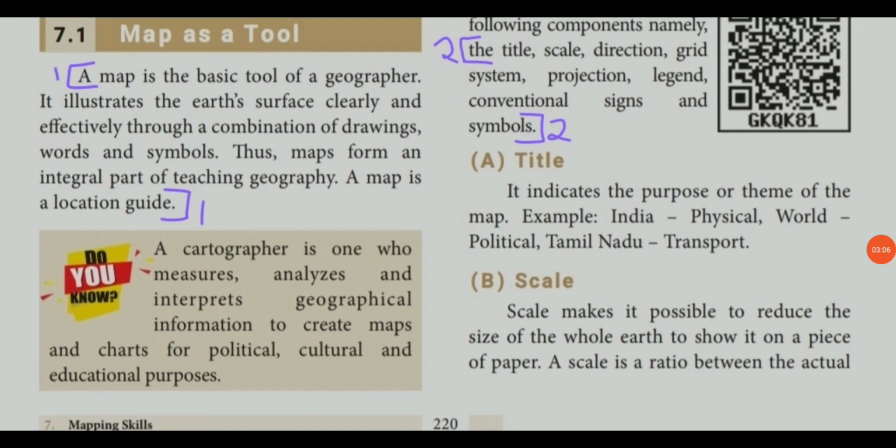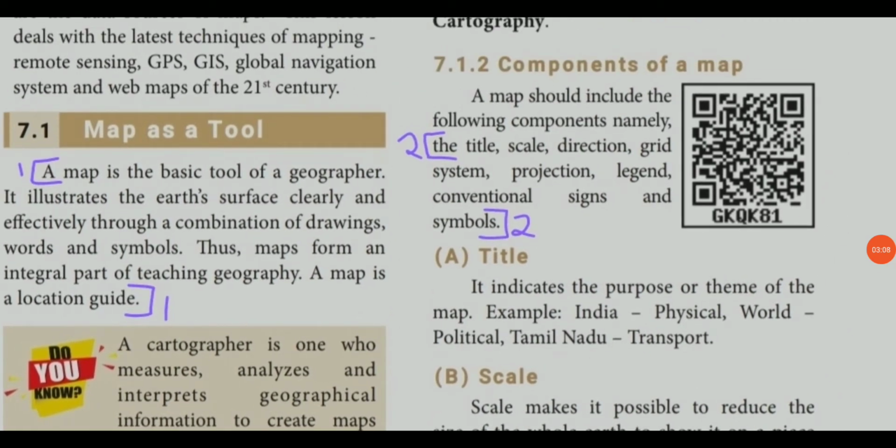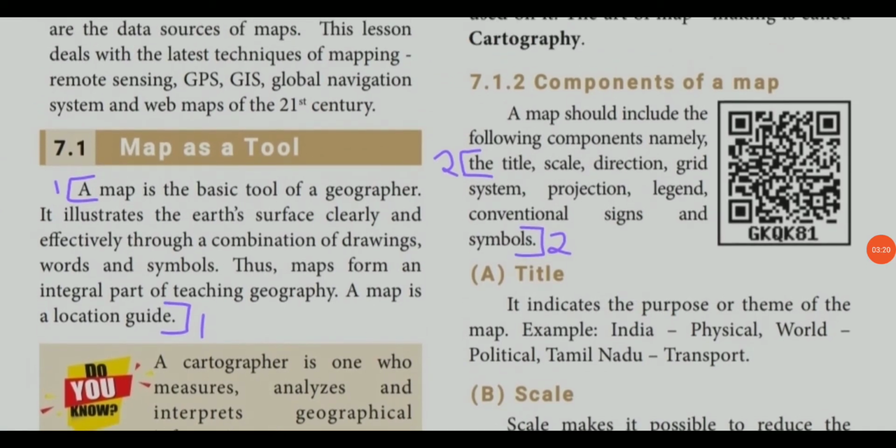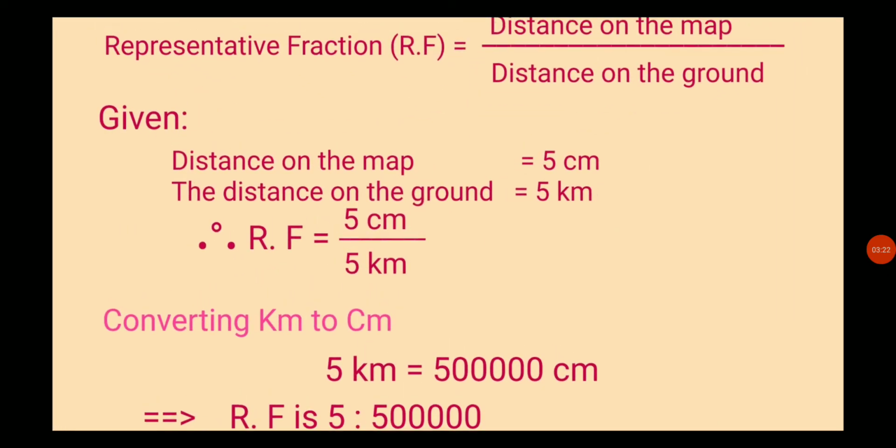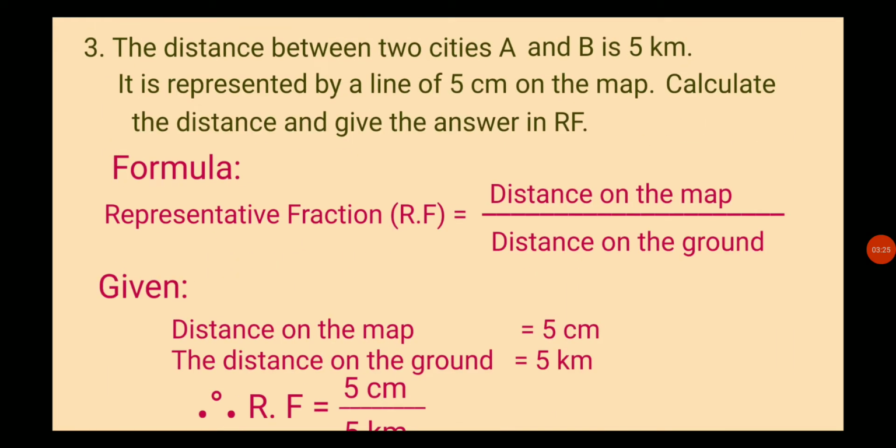Your second question, what are the components of map? A map should include the following components, namely the title, scale, direction, grid system, projection, legend, conventional signs and symbols. Your third one, the distance between two cities A and B is 5 km. It is represented by a line of 5 cm on a map. Calculate the distance and give the answer in RF. How can you represent in a representative fraction?